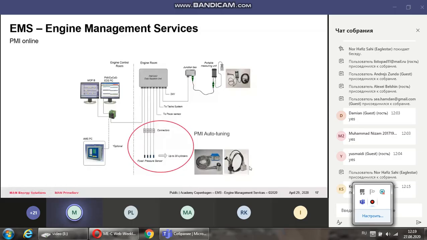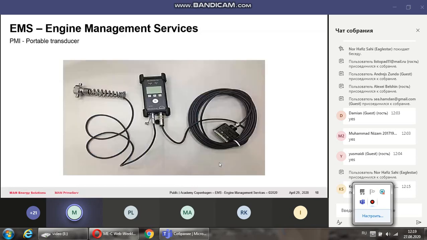And there are two different kinds of sensors that we employ. These are fitted on the top of your cylinder cover, where they actually measure the pressure. And this will be converted into PI, PMAX, and PCOM. You will be surprised to know what kinds of sensors we have.